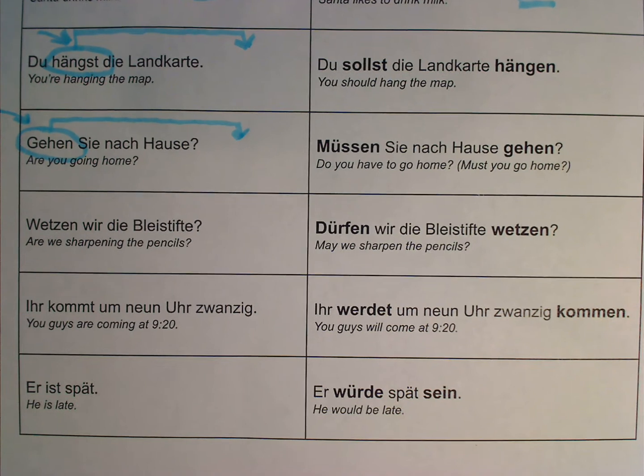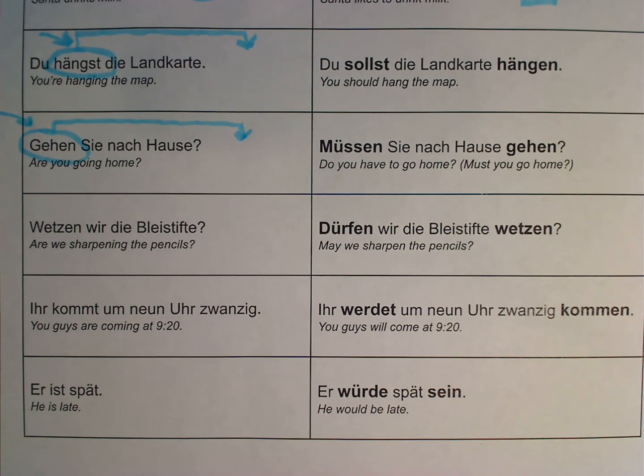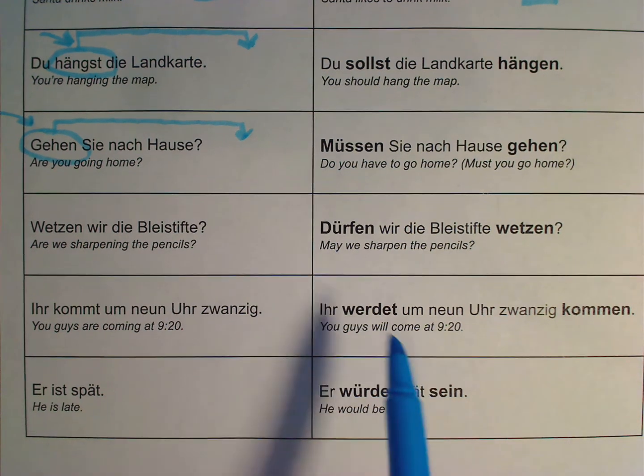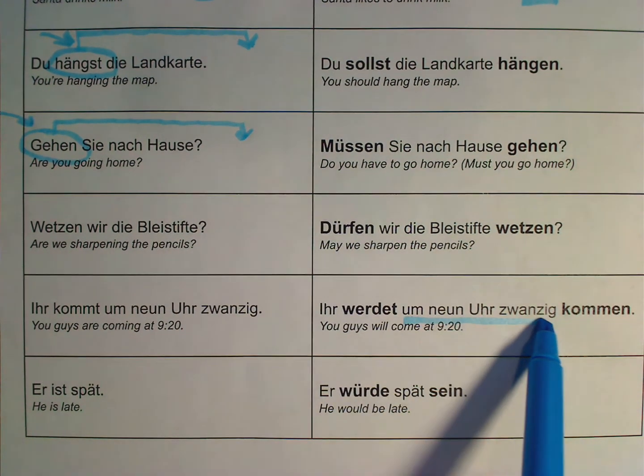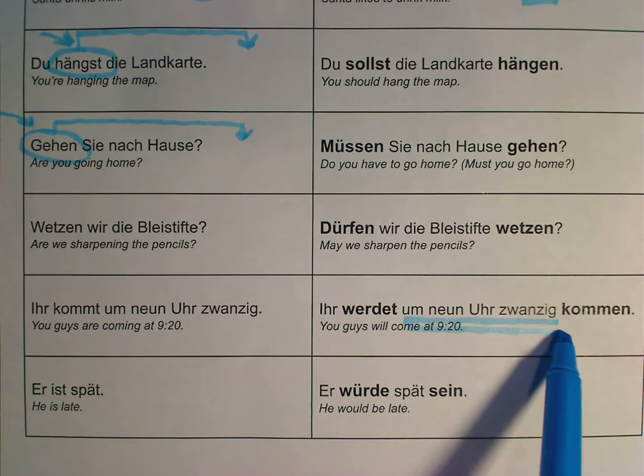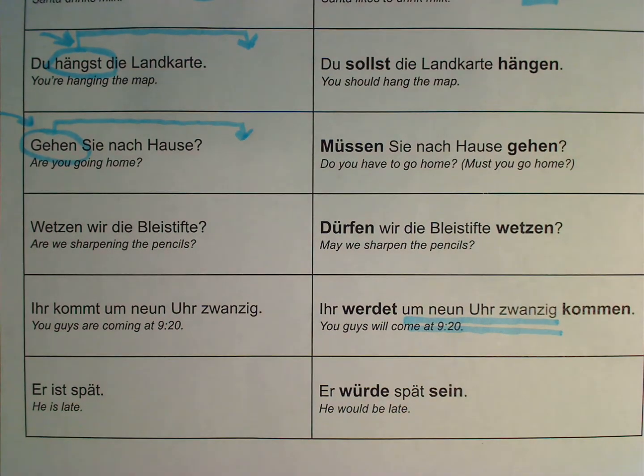Ihr kommt 9:20 Uhr. You guys are coming at 9:20. Ihr werdet 9:20 Uhr kommen. You guys will come at 9:20. This is a great example of a whole bunch of words that are coming between the modal auxiliary verb and the infinitive at the end.